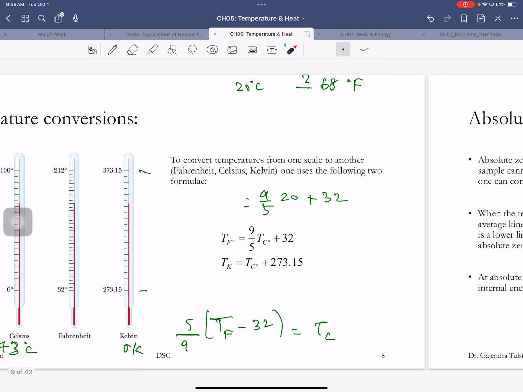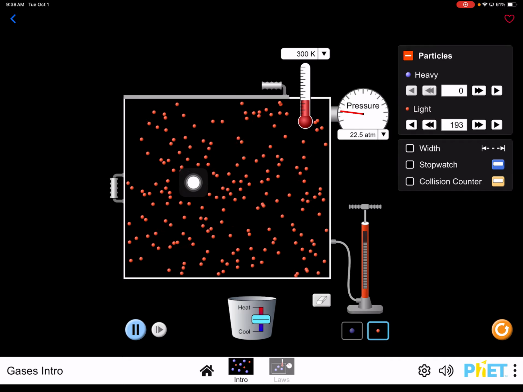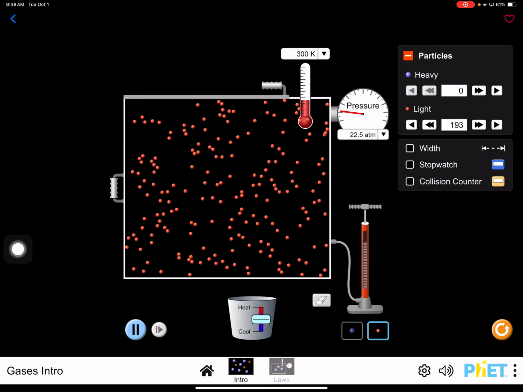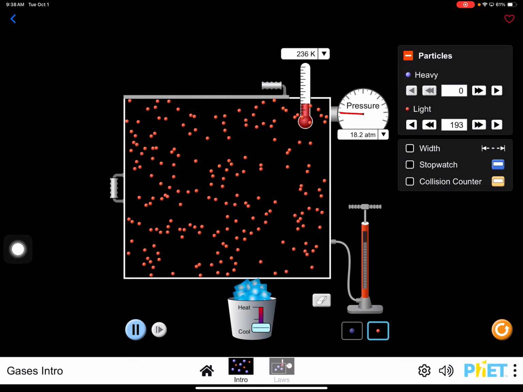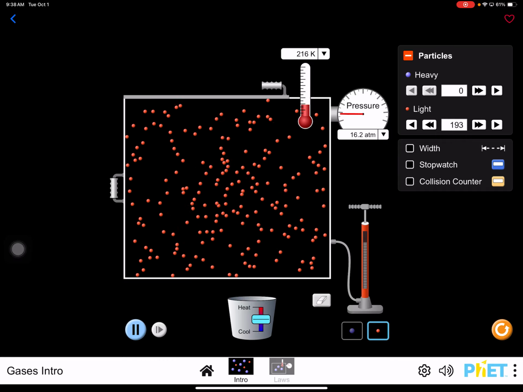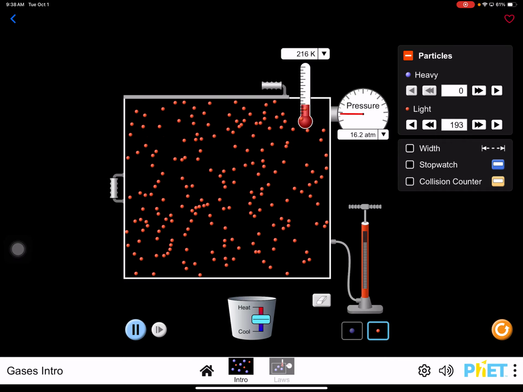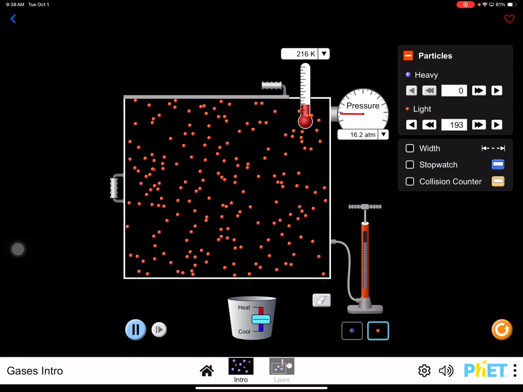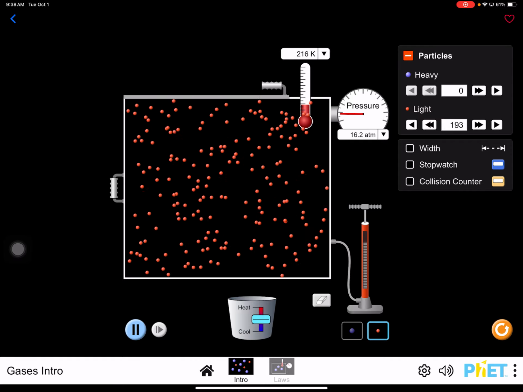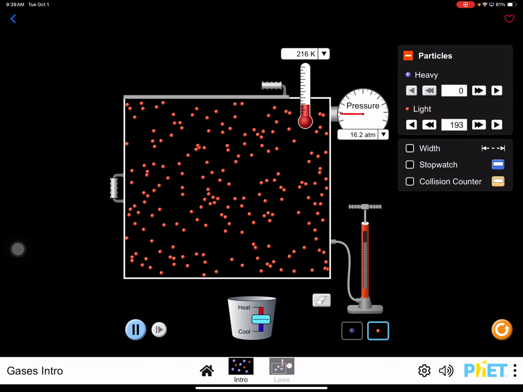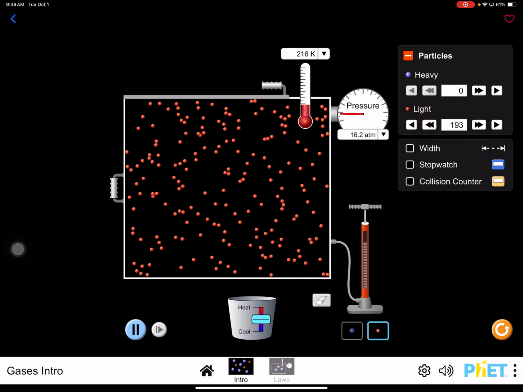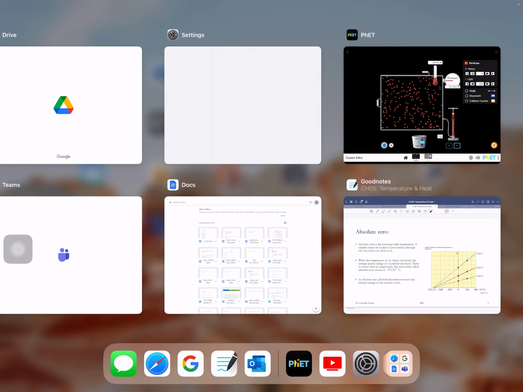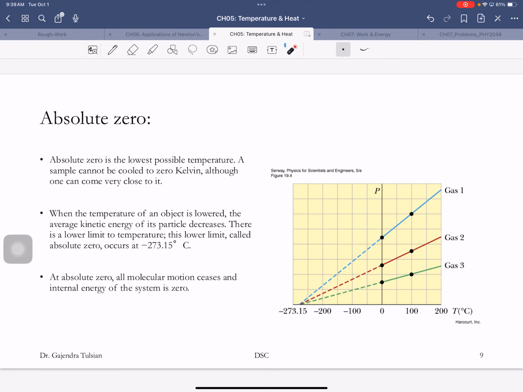So temperature is a measure of the average kinetic energy per particle. When you cool stuff down, what happens? The molecules slow down. And what is the best you can do? Stop them all. And that is the lowest temperature you could ever go. That's absolute zero. There's no lower temperature than that.